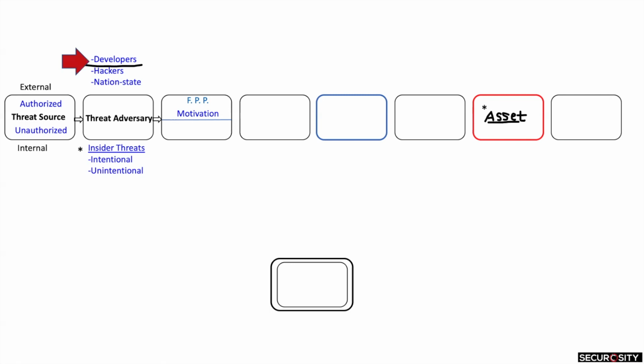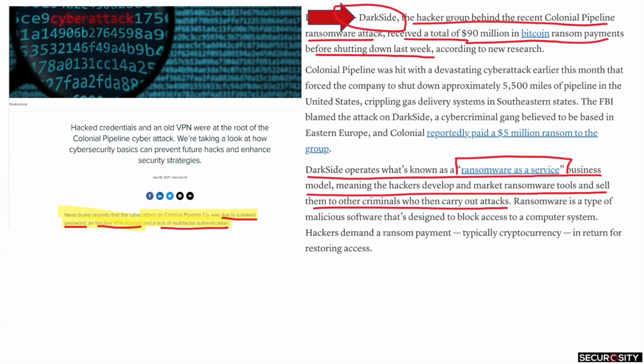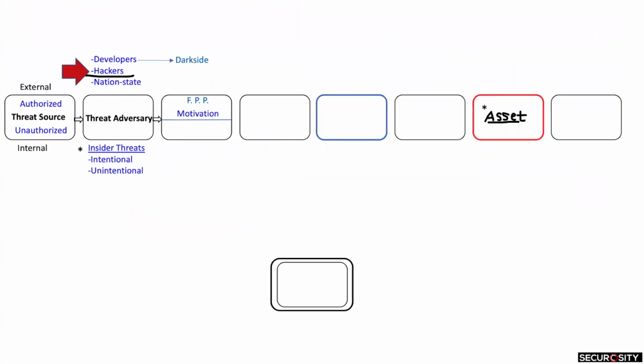Developers are mostly motivated by financial gains. For example, the DarkSide developer group that's linked to the Colonial Pipeline's ransomware hacking was motivated by financial gains. As shown here in this article, in addition to making money through hacking activities, such as the Colonial Pipeline ransomware attack in 2021, the group develops ransomware tools and offers them as a service to enable other hackers to carry out the attacks.